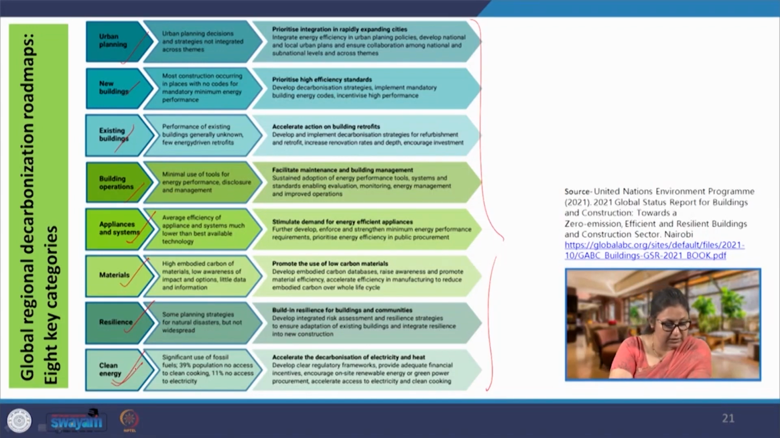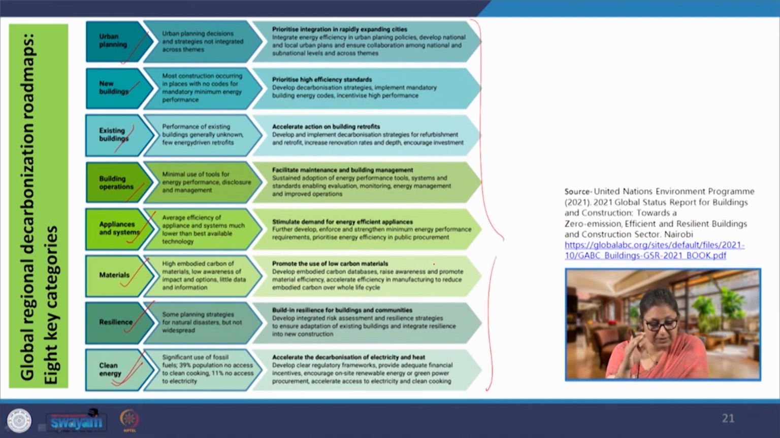If we look at resilience, we have to build in the resilience for buildings and communities. We have to develop integrated risk assessment and resilience strategies. The reason is that more resilient buildings have a longer life. Then if we look at materials, we have to promote the use of low carbon materials.